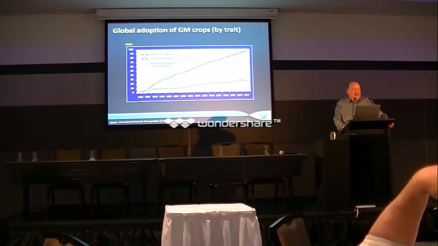And so if you look at the traits, herbicide tolerance, so this would be Roundup Ready and Liberty Link predominantly, is way ahead of insect resistance, the BT technologies, but the combination in yellow here is increasing where you have BT and Roundup Ready together.